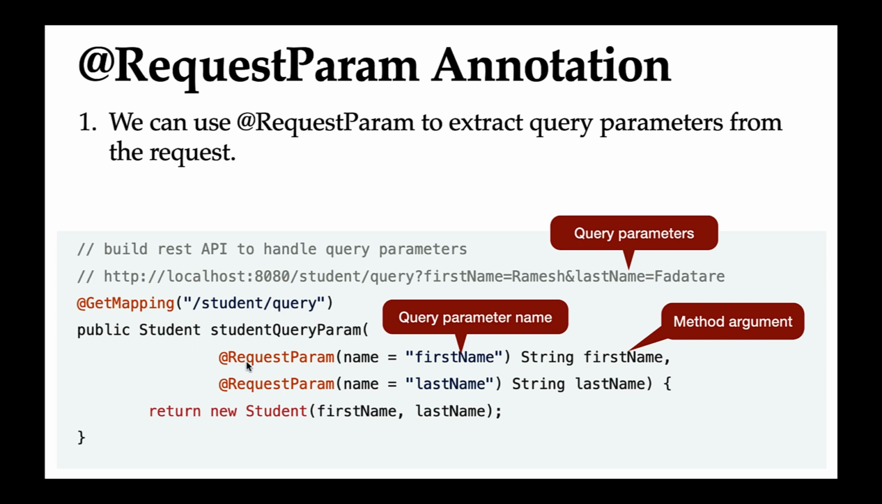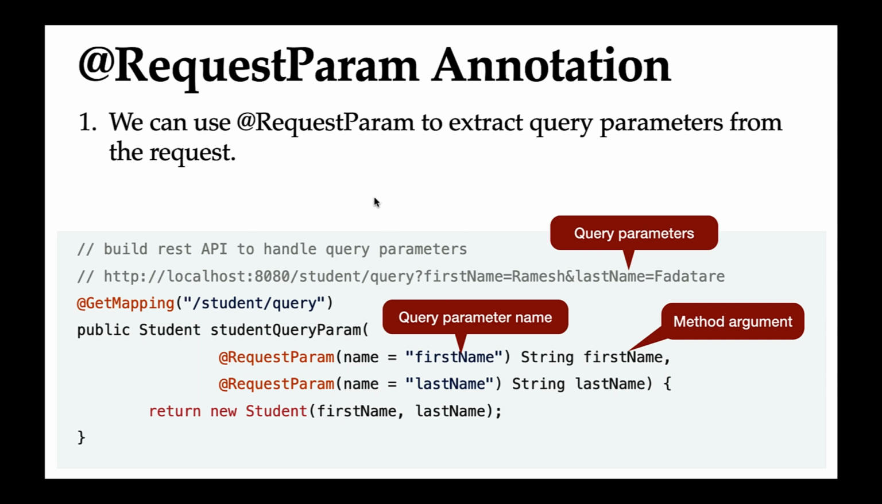Next, look at here the code snippet. This is the REST API that handles this kind of request URLs, and basically the URL contains the query parameters like firstName Ramesh, lastName Fadatare. Next, this is the REST API that extracts the query parameter values using @RequestParam annotation. For example, here we use @RequestParam annotation, and then we need to pass the query parameter name, that is firstName, and then this @RequestParam annotation will bind the value of this query parameter to this firstName method argument. Okay, next, here also we are using @RequestParam annotation to bind the query parameter value to this lastName method argument. So this is how we use @RequestParam annotation to extract the query parameters from the request.